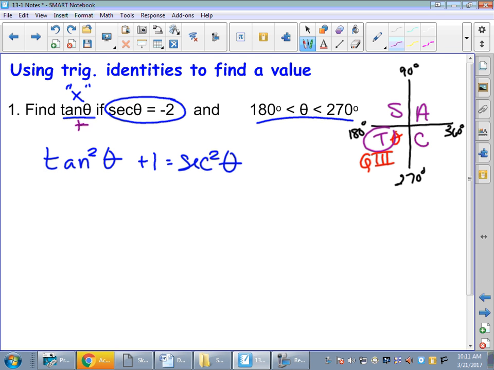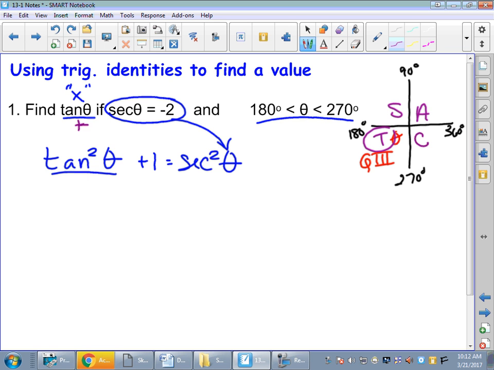Now we have a formula. And we know the value of secant theta is -2, so we're going to replace secant theta with -2, since I know its value. The unknown value is the tangent. Pythagorean identities are always squared, so we need to keep in mind that eventually we'll have to square things or take the square root of things to get rid of that, because they didn't ask us to find tangent squared theta, they only asked us to find tangent.